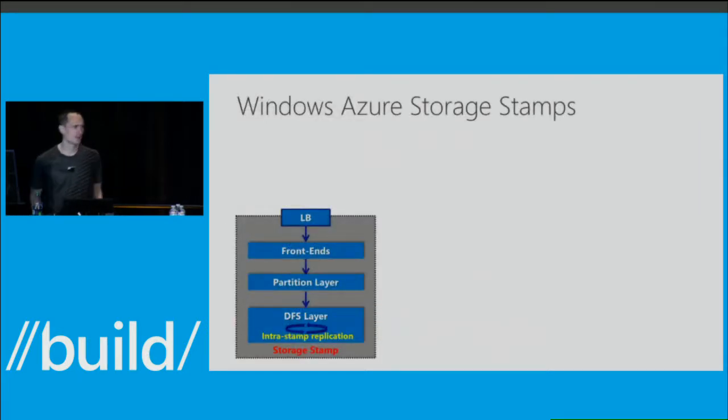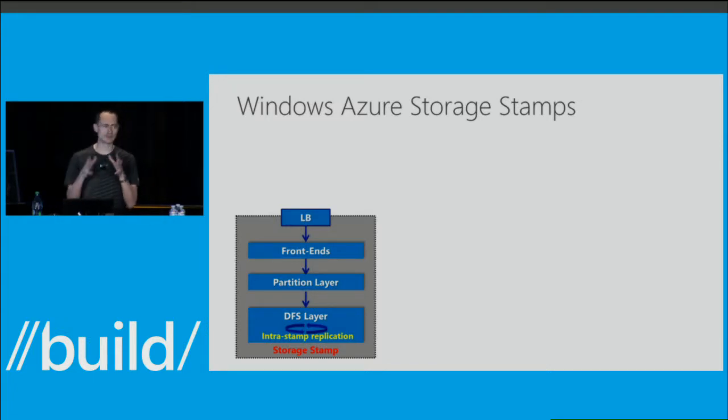So let me start out by describing what a storage stamp is. You can think of a storage stamp as a cluster or a tenant running in Windows Azure. This runs on the Windows Azure fabric, just like a compute service runs on the Windows Azure fabric. This cluster represents many racks of storage. It represents tens of petabytes of data.